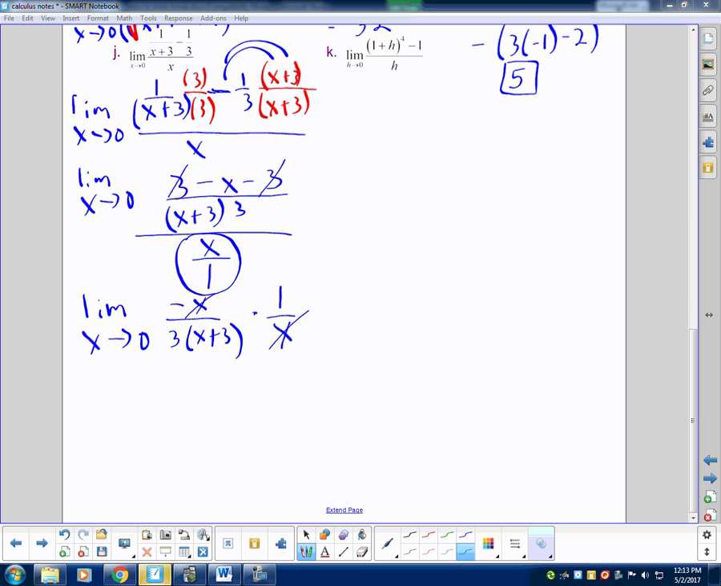So plug in 0 here. I've got negative 1 over 3 times 0 plus 3, which is negative 1 ninth. And that's our limit.